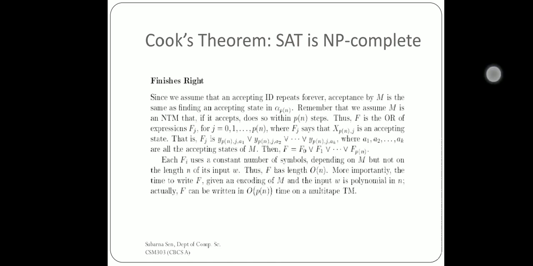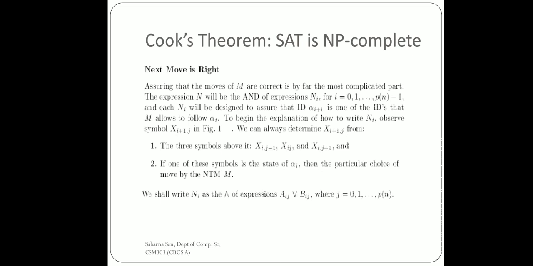Now let us focus on this complicated one, next move is right. Next move is right means we are assuming that whatever move we take from a particular ID, the next move we consider is correct. So how are we going to consider that to be correct?